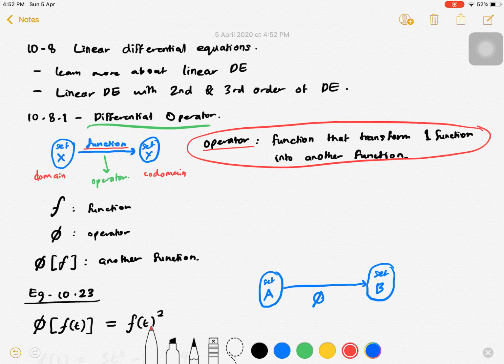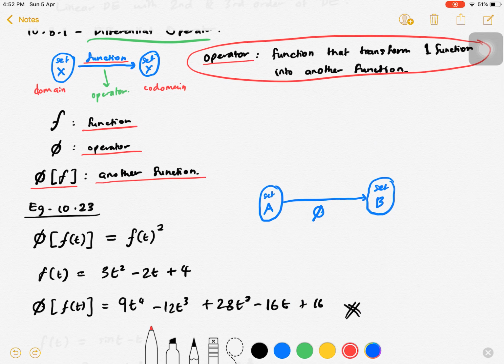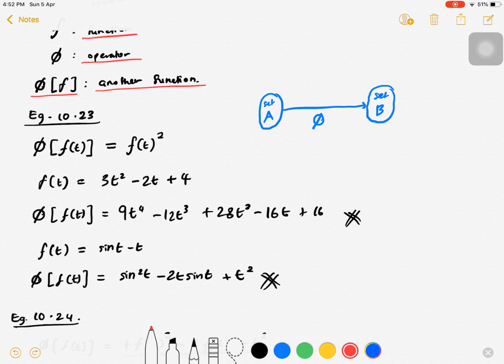Okay, so for example, we have a function right here, and we have psi as an operator. We can make the function go through an operator like this to create another function. We create a new function by taking this function going through the operator, and we get another function. Okay, so we go straight to the first example, this one.